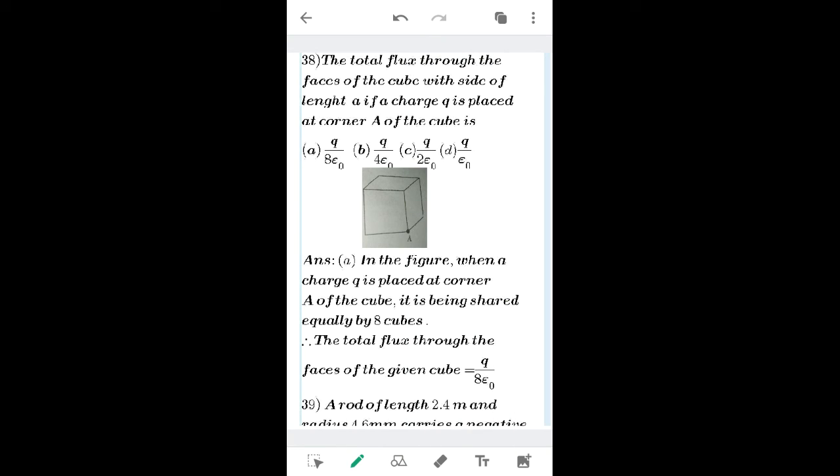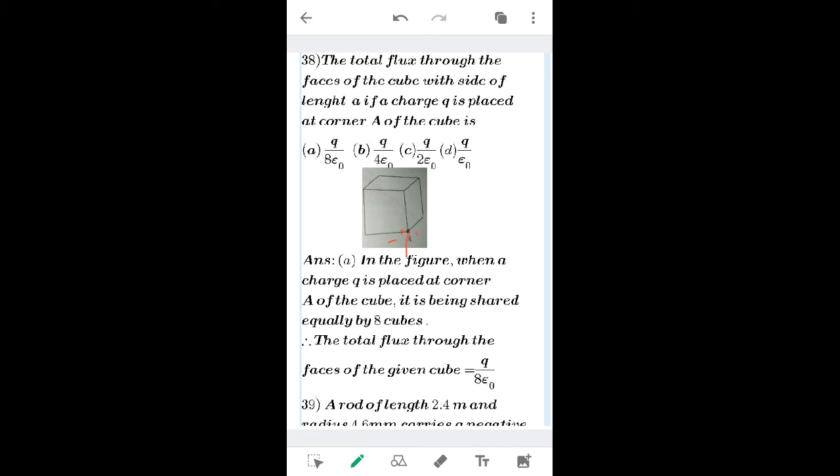Yes. So let us go to the next question. The total flux through the faces of a cube with side of length A, if a charge q is placed inside at the corner A of the cube, is. So here, if this is a cube and here there is a point charge at point A, it will be distributing to the other neighboring cubes also.